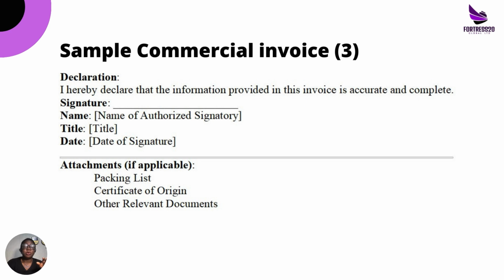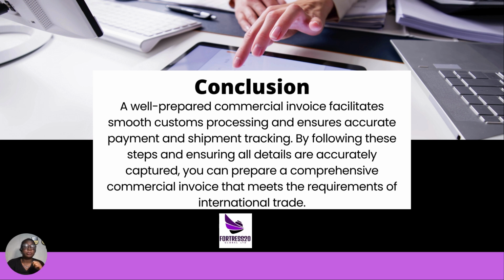Still looking at the sample commercial invoice, here's the declaration saying that the information provided on the invoice is accurate and complete, and then the space for the signature. Remember the name of the authorized signatory, his title, and the date of the signature. Where there are attachments, include what the attachments are on the commercial invoice. These attachments might be the packing list, certificate of origin, or other documents.